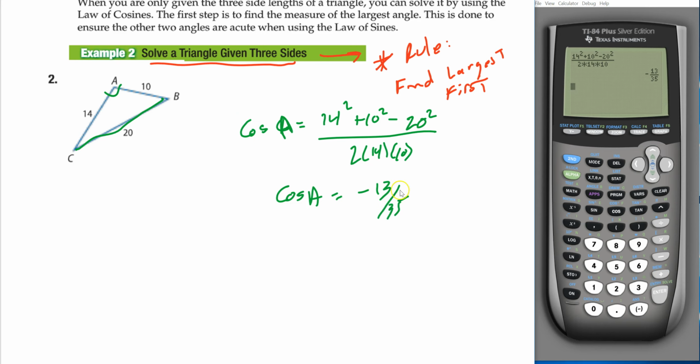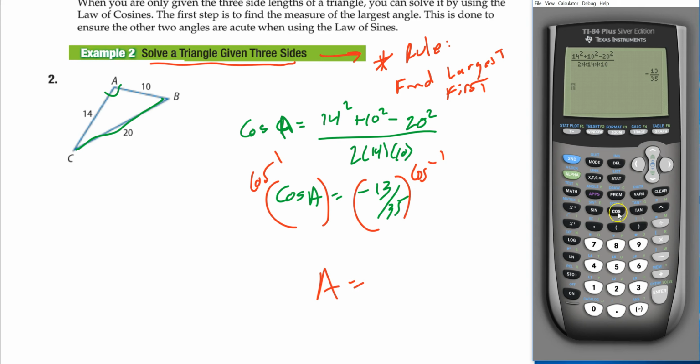And then we have to solve that like we solve everything else. The way you get rid of cosine, because I want A, not cosine A, is to do cosine inverse. So A equals cosine inverse of my answer, 111.8 degrees. So this is 111.8.